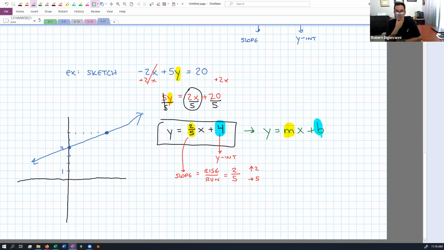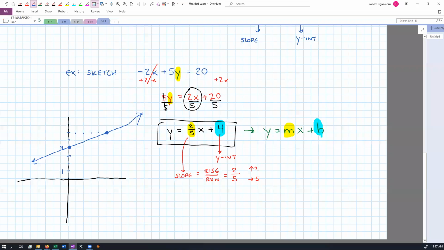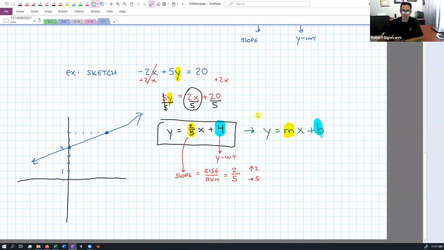Is that good, everyone? Any questions? We'll do another one. What question? Yes? If it was negative 2 over 5, would it be 2 down and 5 left? Let's do one like that. Okay, that was exactly what I wanted to do next, is what would happen if we had a negative here. So let's do one like that, okay?